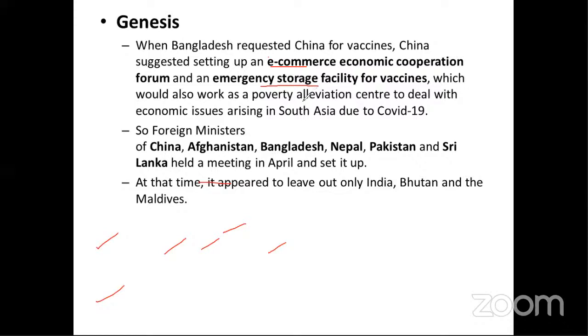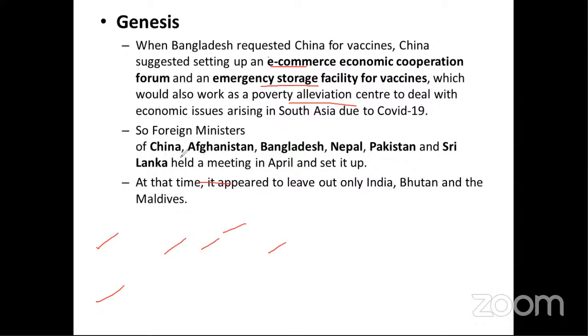It would also work as a poverty alleviation center and to deal with economic issues and crises arising in South Asia due to COVID-19. Poverty has spread very rapidly as people have lost their jobs, and with no source of income, they have become poor. Those who are affected by COVID-19 become poor. So under this initiative, they will be able to get a job, and their financial needs will be fulfilled. That was suggested by China. That purpose is called the e-commerce economic cooperation forum and emergency storage facility for vaccines.